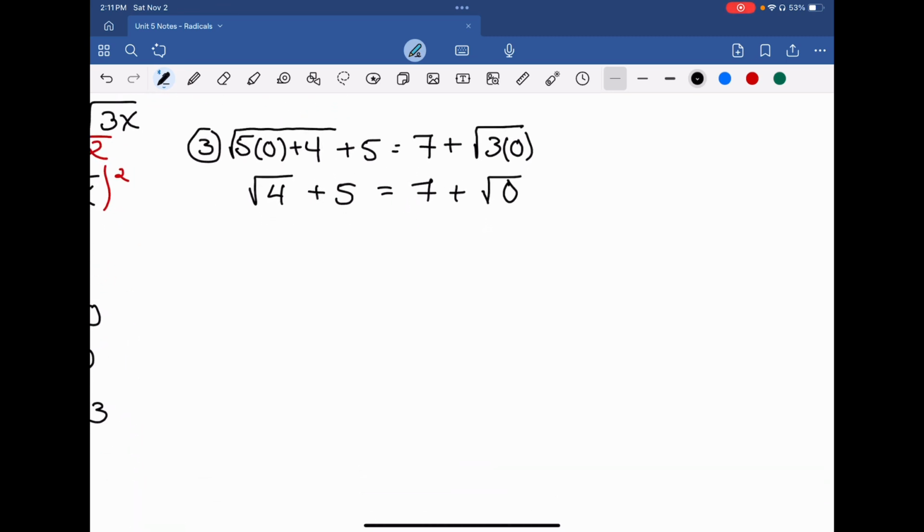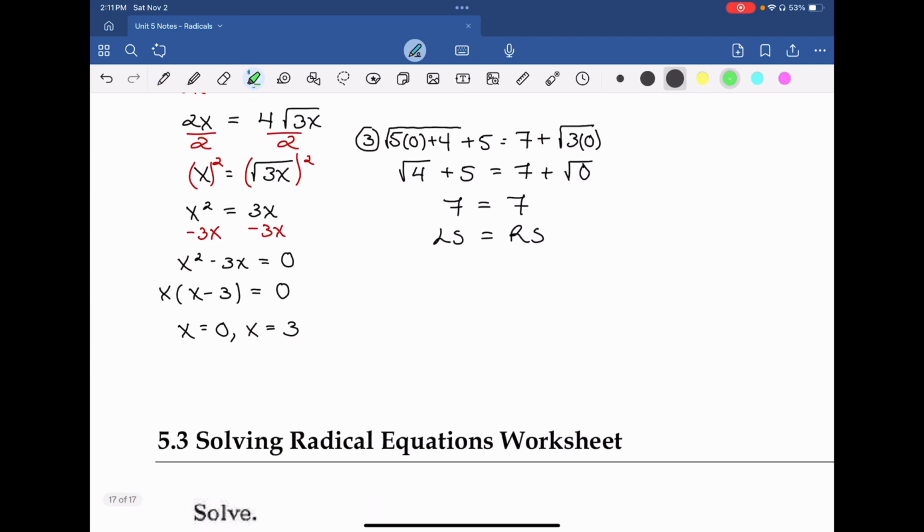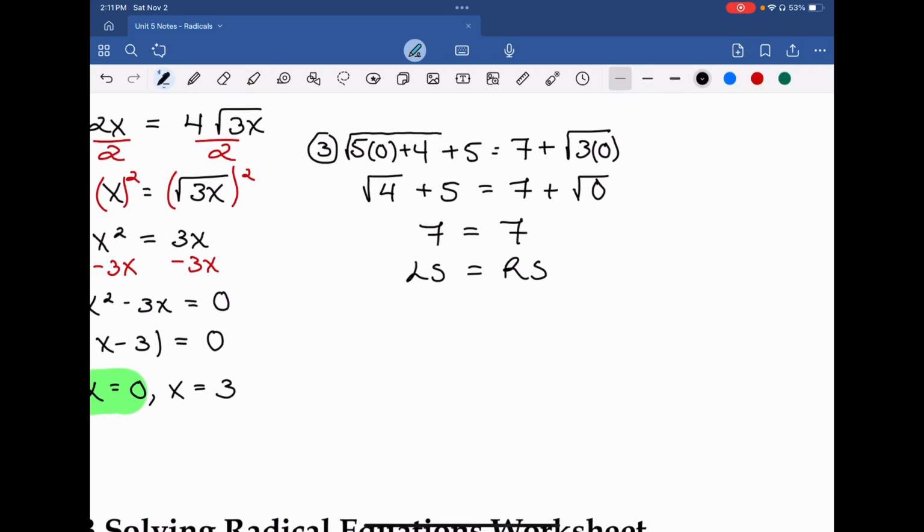4 square rooted is 2. 2 plus 5 is 7. Therefore, 7 equals 7. Our left-hand side equals our right-hand side. And we've shown that for 0, it works. So let's highlight that one. For 0, we're like, good, perfect. It satisfies not only the restriction, but also it verifies appropriately.